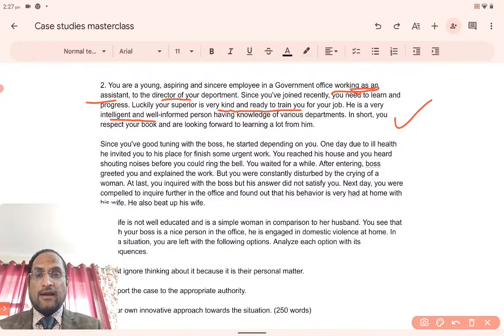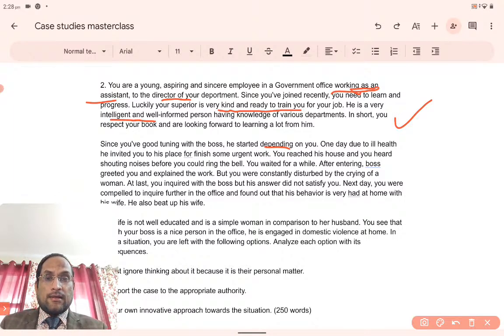Second para, you have good tuning with the boss. He started depending on you. He shows a lot of trust in you, and that is why when the option of reporting comes, you must see whether I should breach the confidence the boss has in me or not. That is one of the ethical angles. As a human being, it is very important to remain ethical come what may.